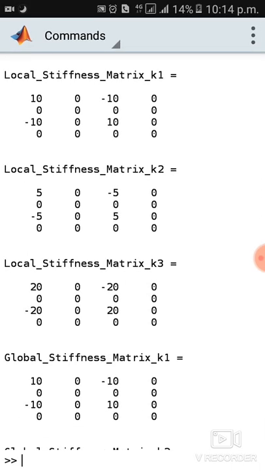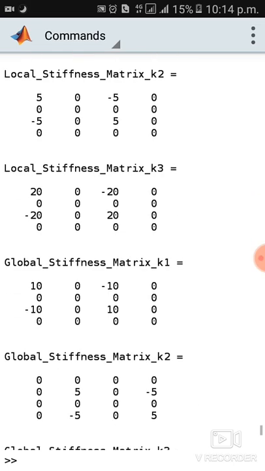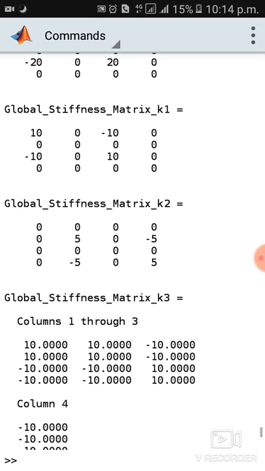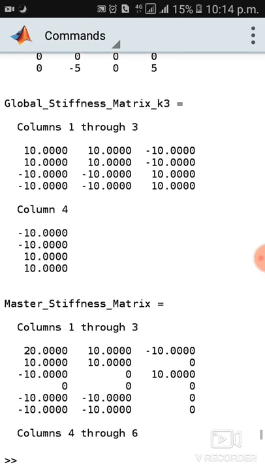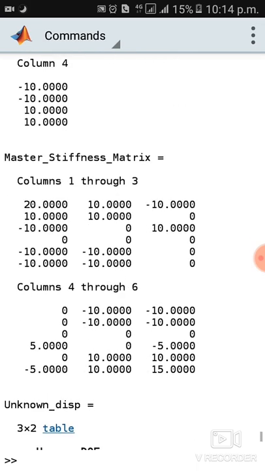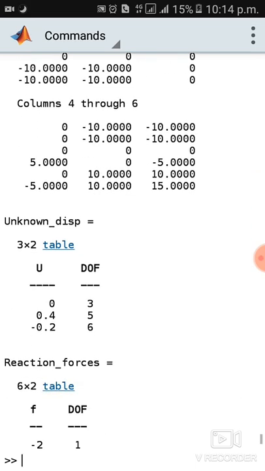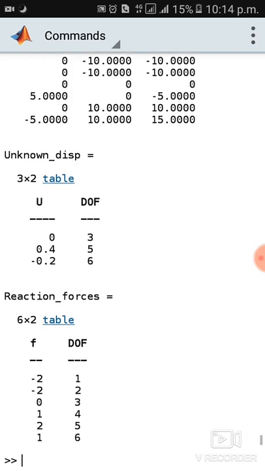It calculates the local stiffness matrix for each element and the global stiffness matrix for all the elements, and combines all the global stiffness matrices into one master stiffness matrix, whose size is 6 by 6. It also gives me the unknown displacements.